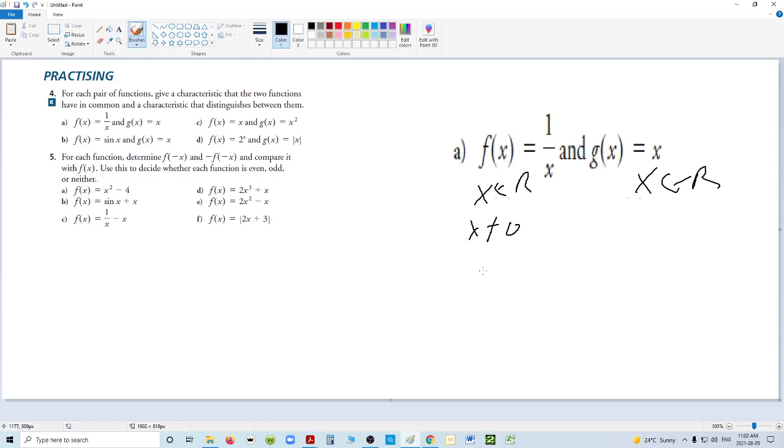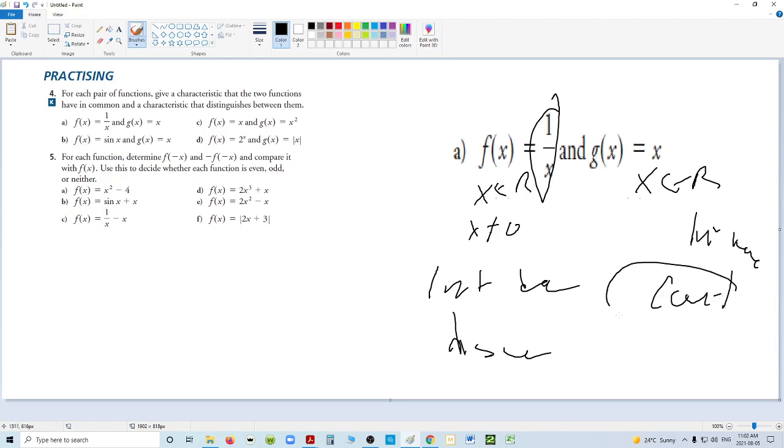What do they have in common? They both have intervals of increase at one point. Actually, no, this one only has intervals of decrease, and this one has intervals of increase, so that's something that distinguishes them. In common, I don't think they have anything in common. This one's discontinuous, and this one's continuous, so that's another thing that distinguishes them. I don't think they have anything in common, actually.